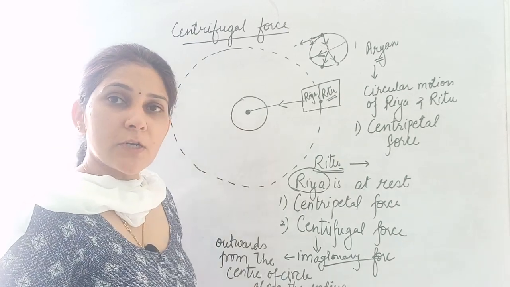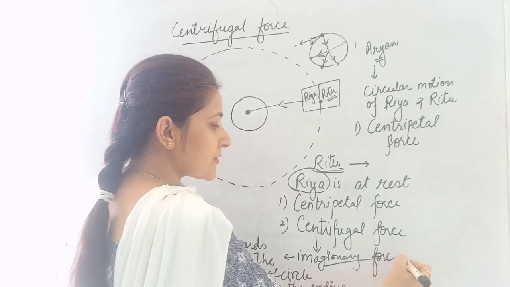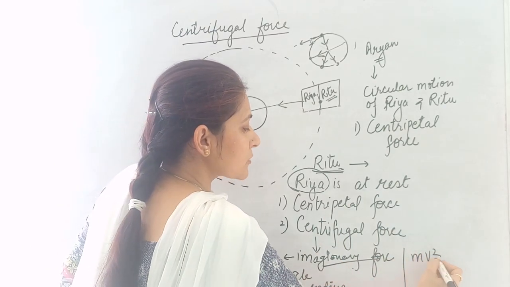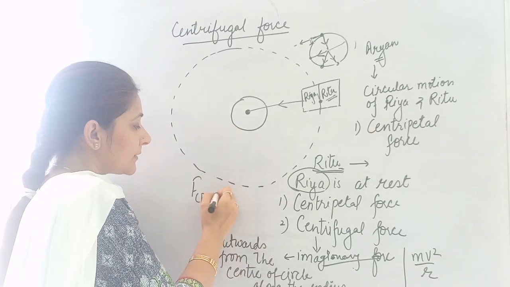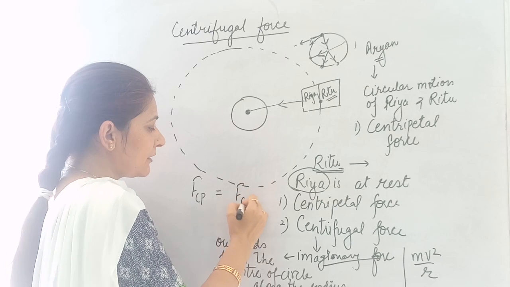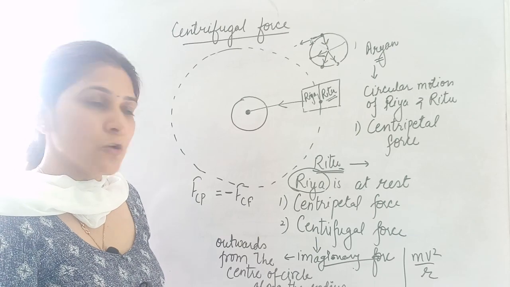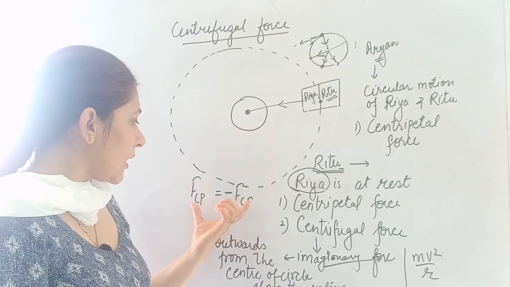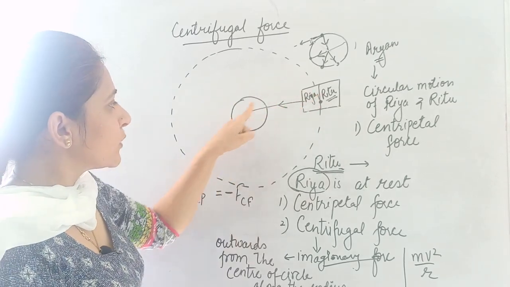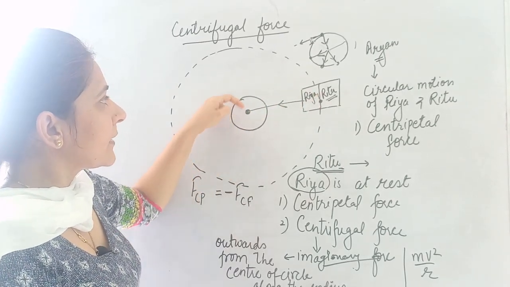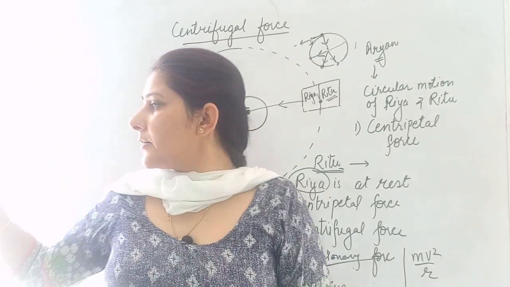But I told you it should be equal in magnitude as that of centripetal force. That means the magnitude of centrifugal force is also given by mv square by r. If we are representing centripetal force by F, then centrifugal force is F_CF, and a negative sign is written over here to represent opposite direction. Both of these are same in magnitude but in opposite direction. One is acting towards the center of the circle, another one is acting outside from the center of circle. This is all about centripetal and centrifugal force.